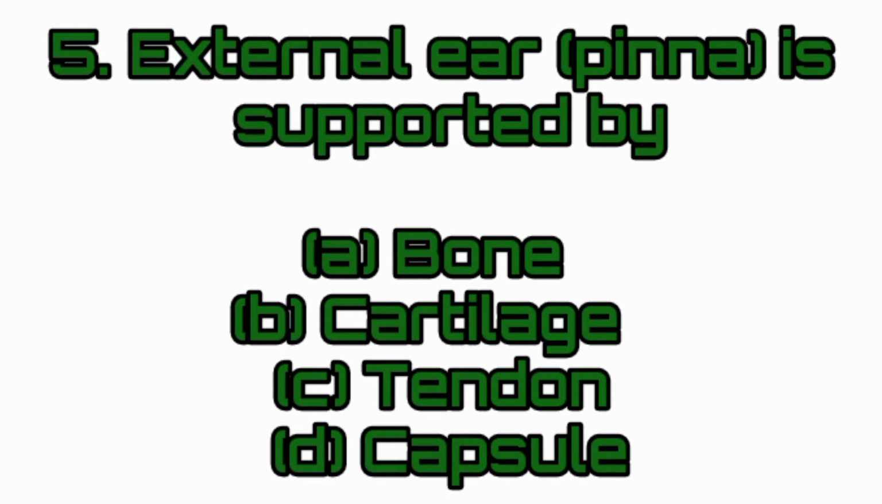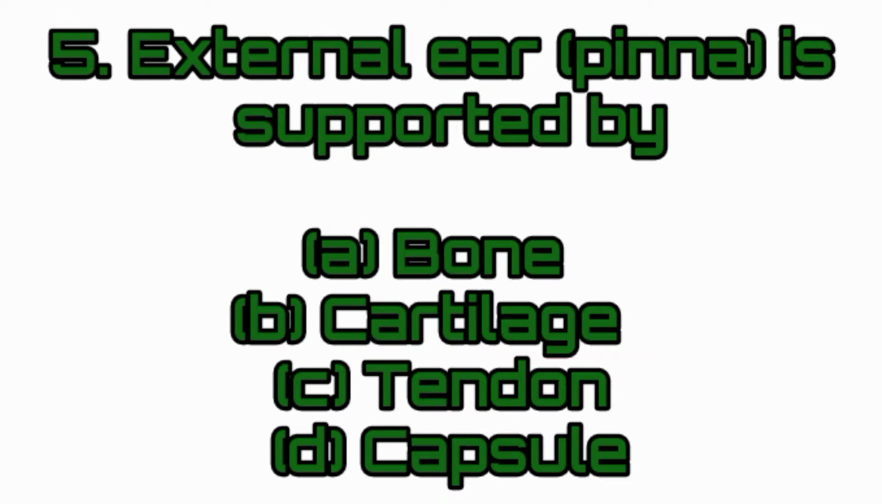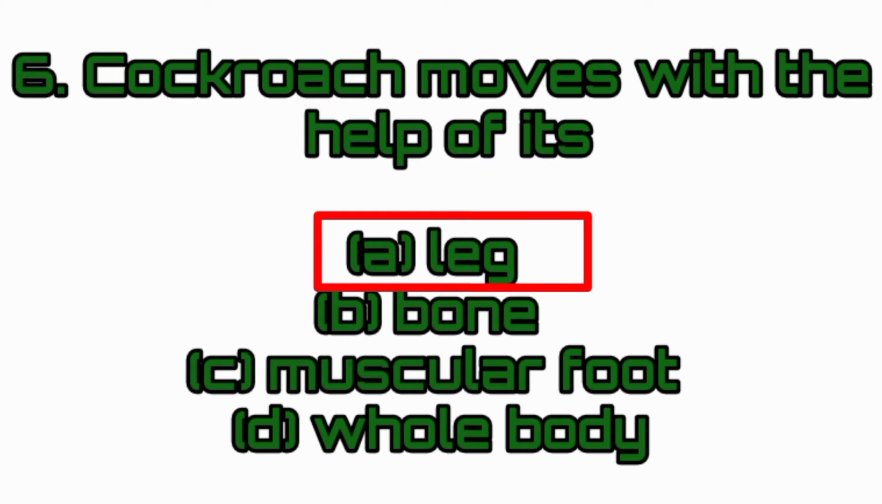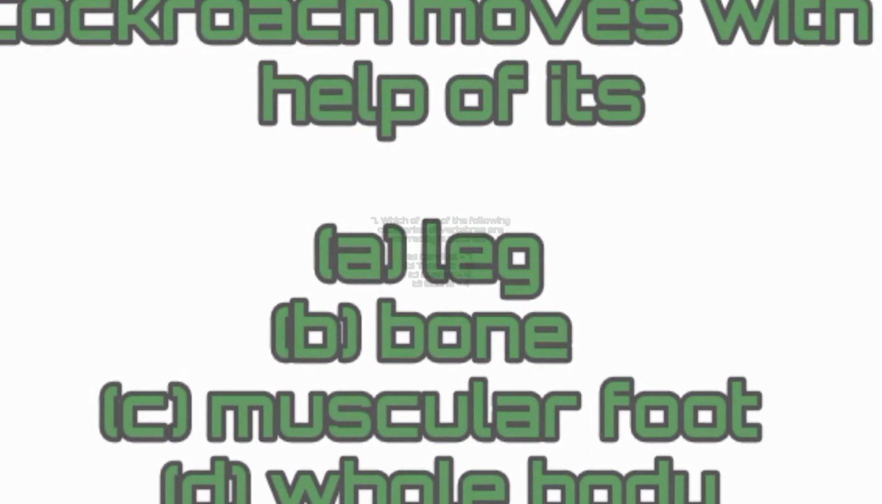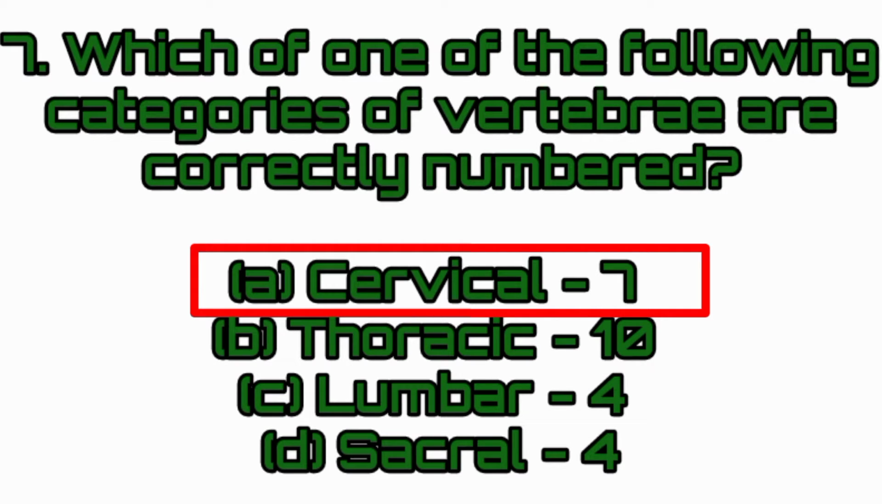External ear, pinna, is supported by option B, cartilage. Cockroach moves with the help of its, answer option A, leg. Which one of the following categories of vertebrae are correctly numbered? Answer: option A, cervical 7.